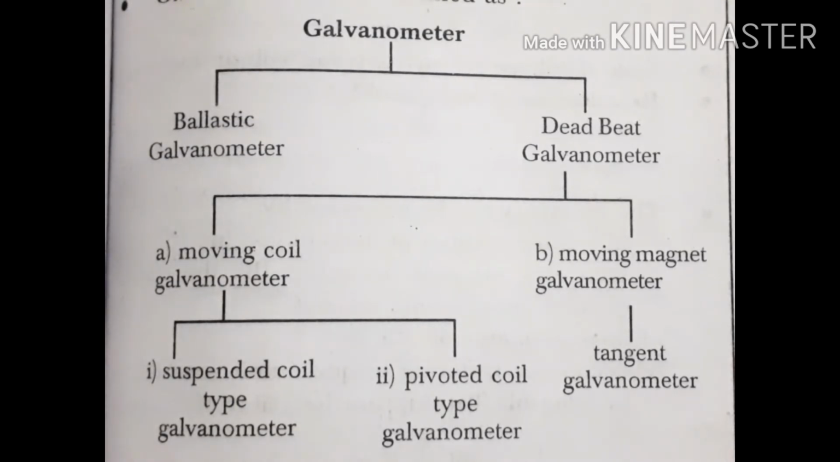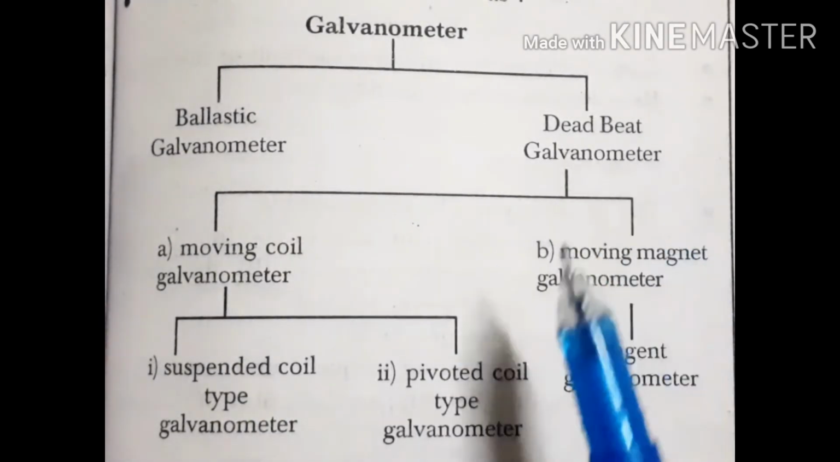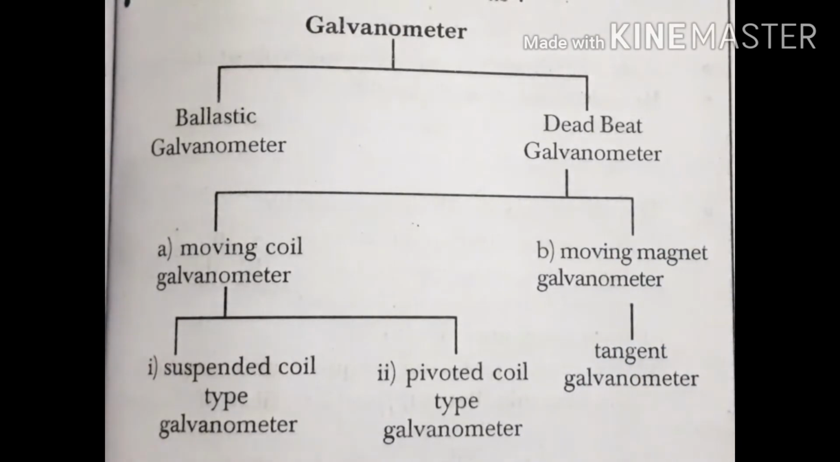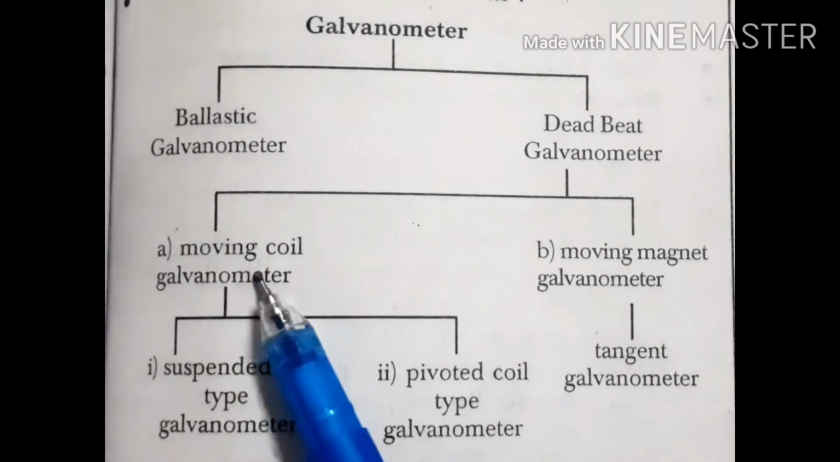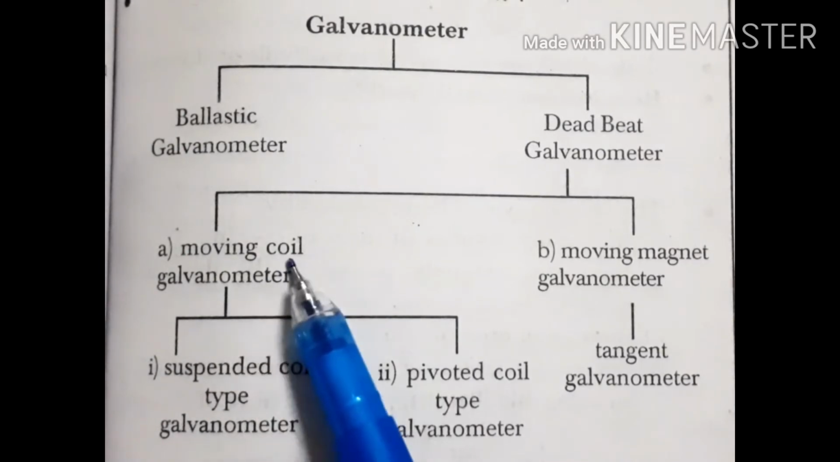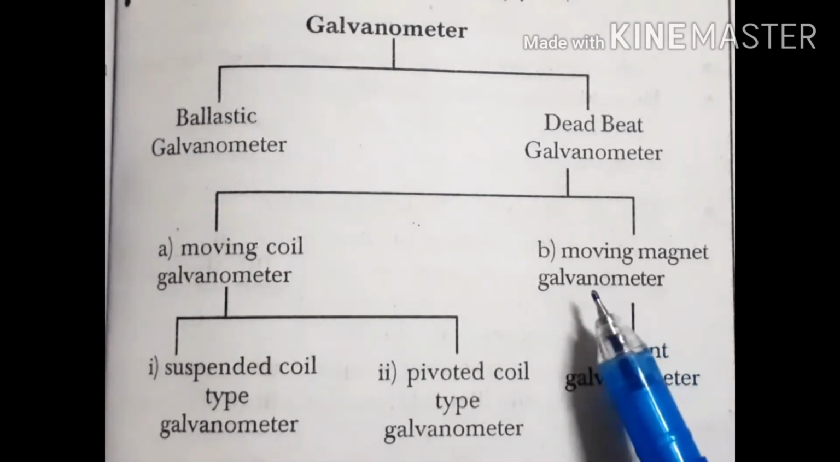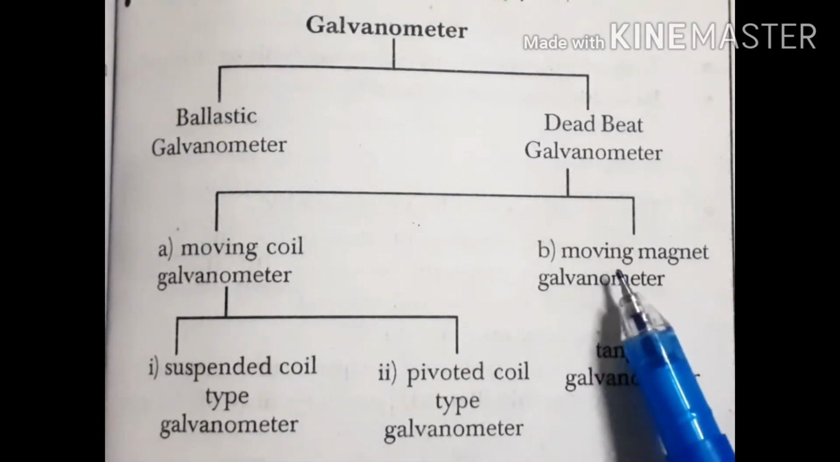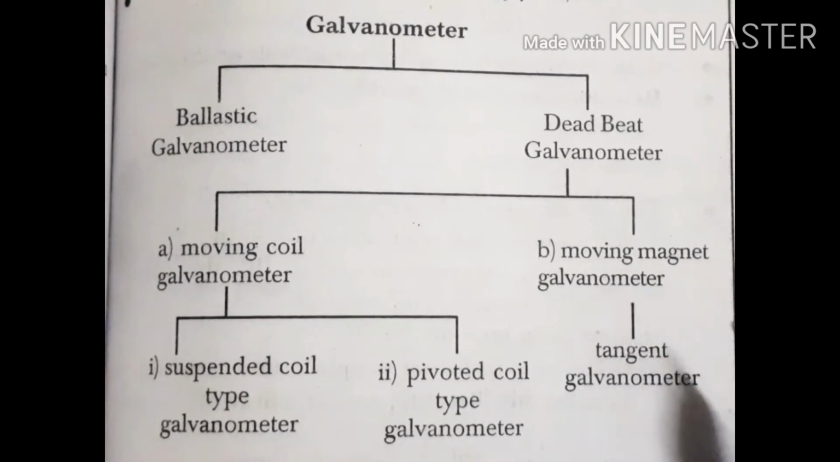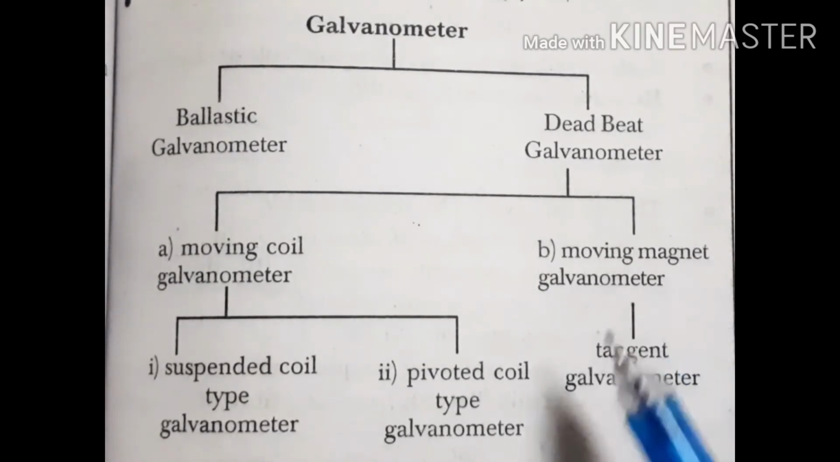Galvanometers are classified as ballistic galvanometer and deadbeat galvanometer. The deadbeat galvanometer contains both a coil and a magnet. If the coil is moving, it is known as a moving coil galvanometer. In this galvanometer, the coil is moving but the magnet is at rest. The second type of deadbeat galvanometer is the moving magnet galvanometer. In this galvanometer, only the magnet is moving but the coil is stationary.